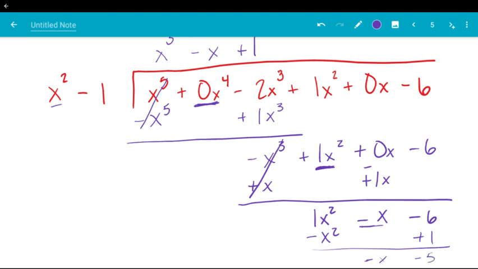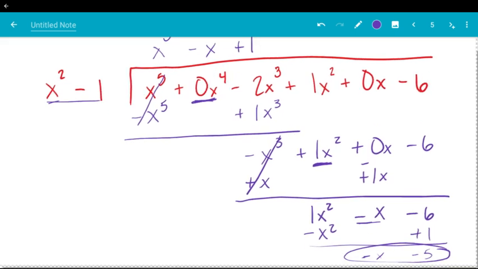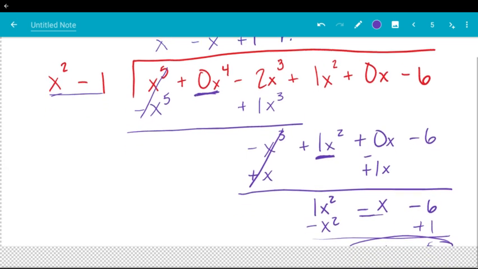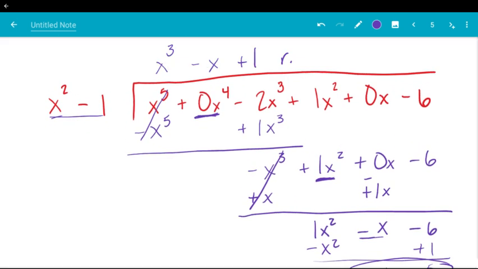I can no longer divide any further because what I have left as my remainder is of a lower degree than what I'm actually dividing by. So you will have problems where your remainder will contain a variable. So I just put remainder negative x minus 5. And that's my final answer.